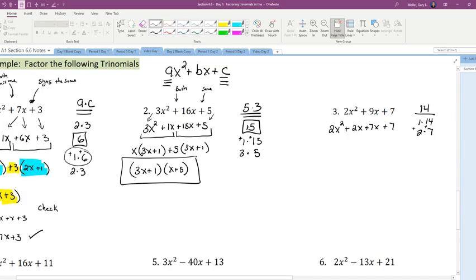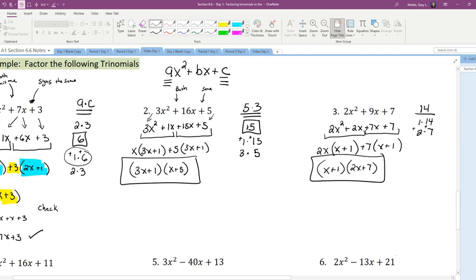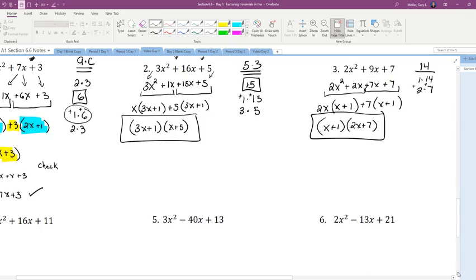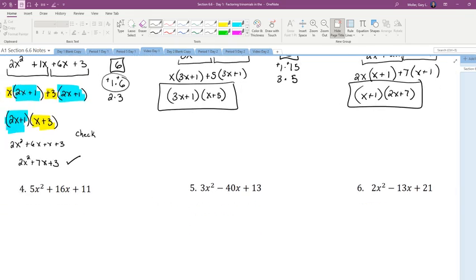Group. I can factor out 2 and an x, giving me x plus 1. I factor out a positive 7, giving me x plus 1. The answer is x plus 1 times 2x plus 7. Those are the factors of our trinomial. All right, if you haven't stopped and paused the video and tried them on your own, please do so now. Try the next 3, and then check back in, see how you did.